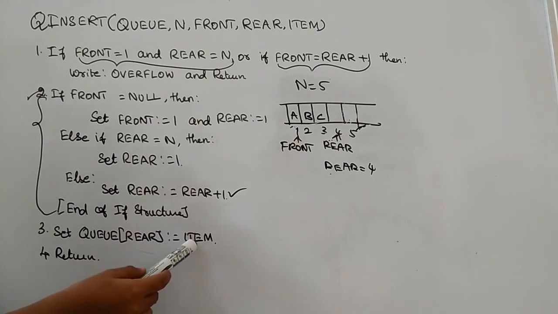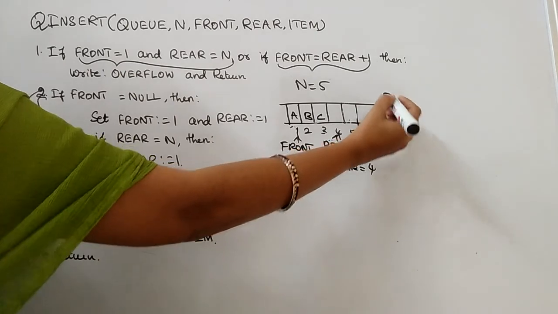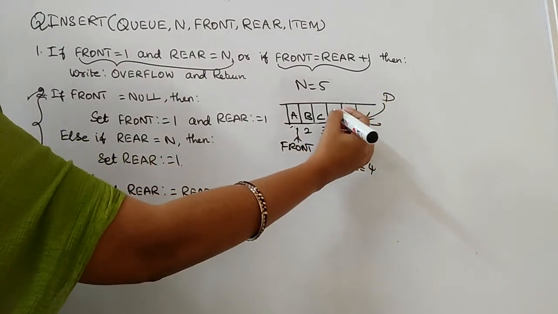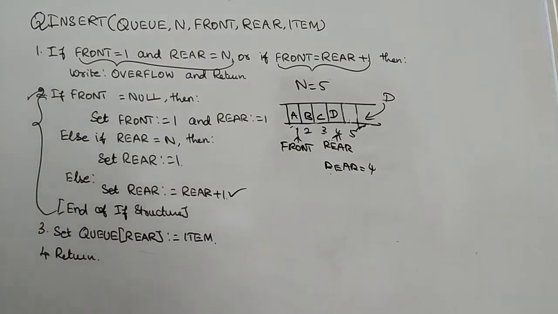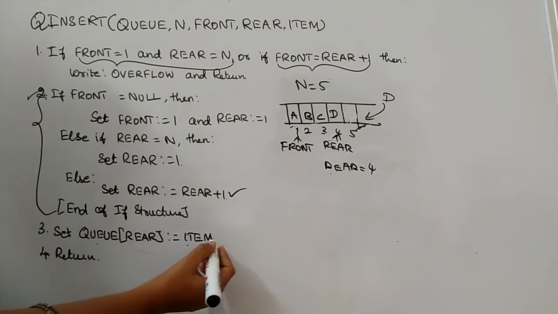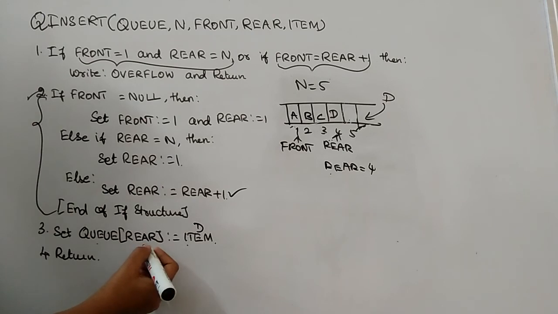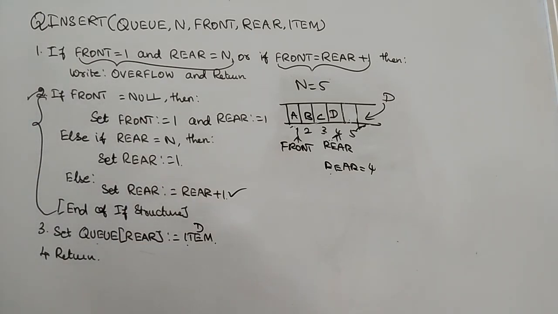It means whatever data you wish to insert into the queue, for example if it is D, D will get stored here by means of the statement Q[rear] := item. So D gets stored in Q[4]. Now the insertion is over, so you can return your program control. So this is the logic for inserting an element into your queue.